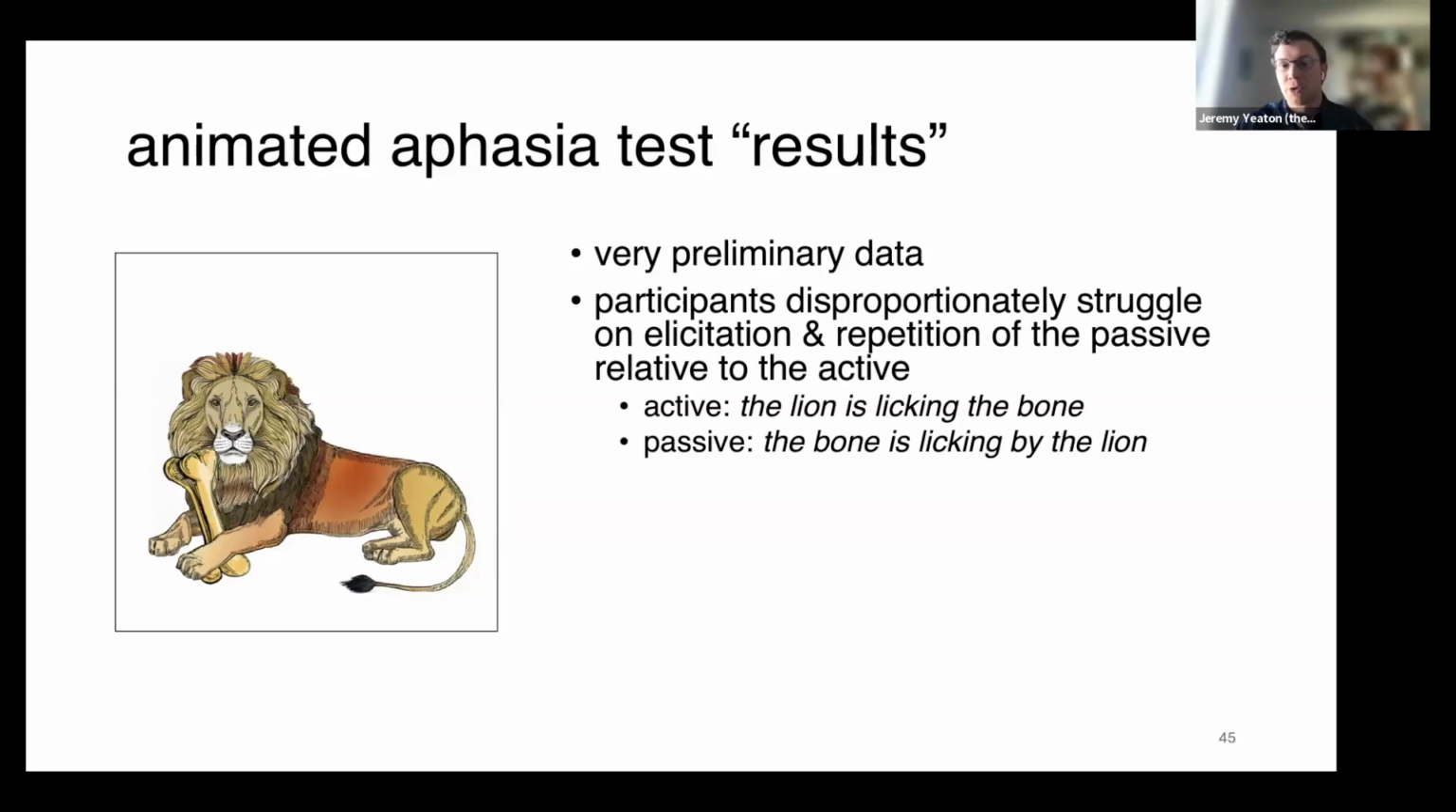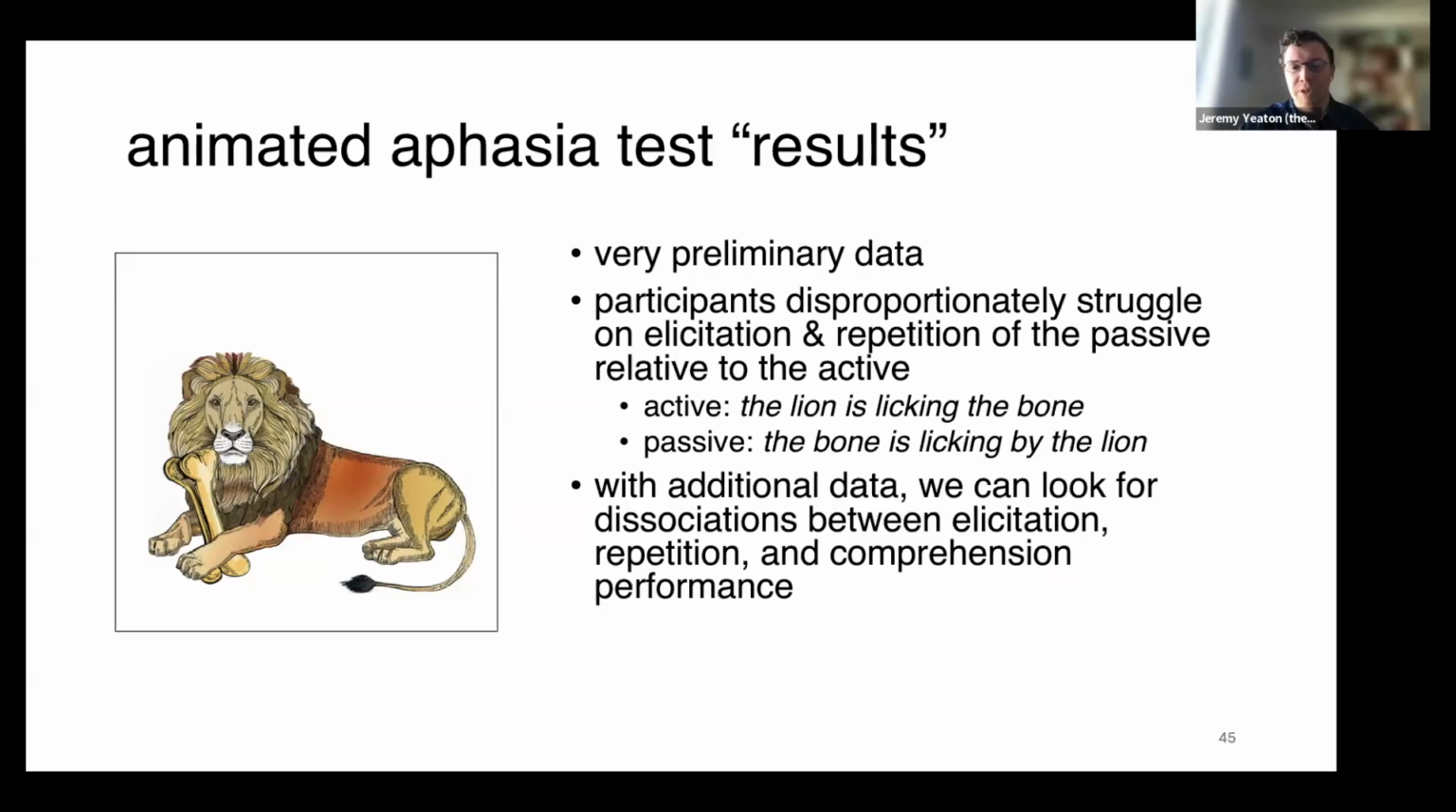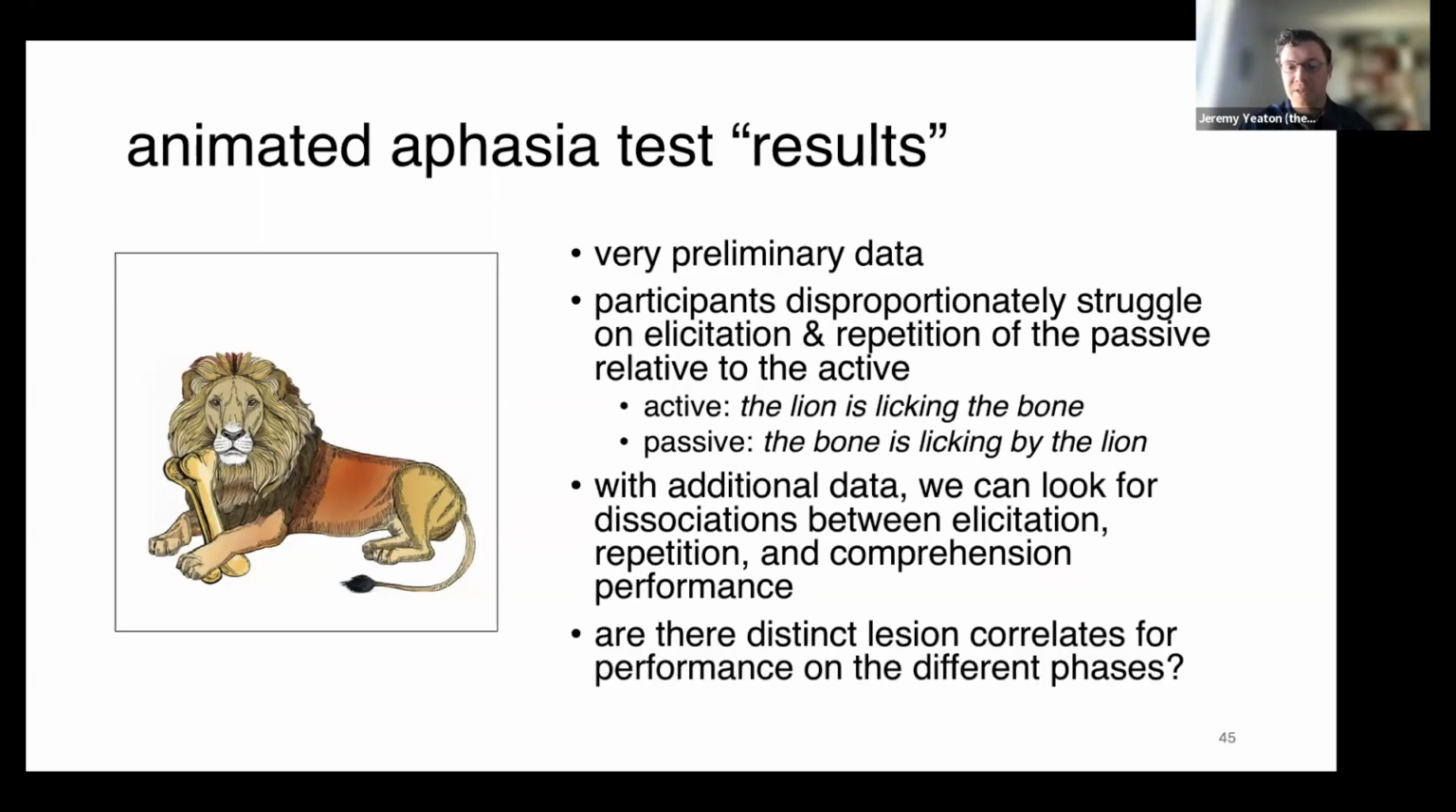And we see that participants disproportionately struggle with the elicitation and repetition of the passive relative to the active. So we have this example here of a participant saying, the lion is licking the bone in the active, perfectly well formed, but in the passive, when trying to form the passive, they ended up with the bone is licking by the lion. So you can see that they have some sort of knowledge of what a passive is supposed to look like, but then when they try to produce it, they just can't really bring it together. And so with additional data, we can look for dissociations between elicitation, repetition, and comprehension performance, and then ask, are there distinct lesion correlates to performance on the different phases of the task?